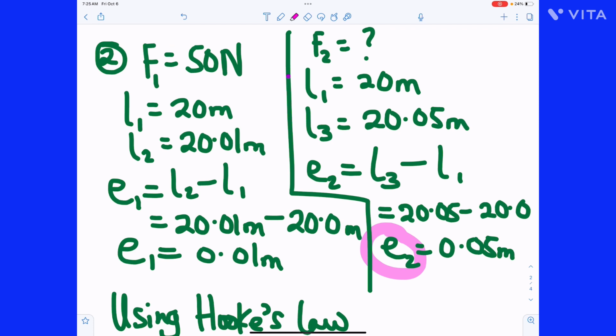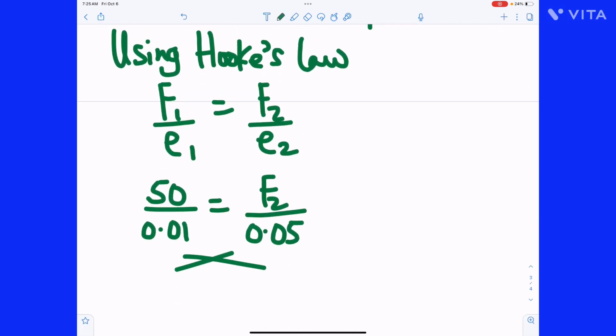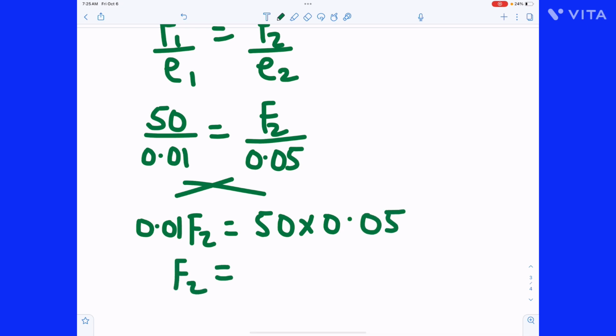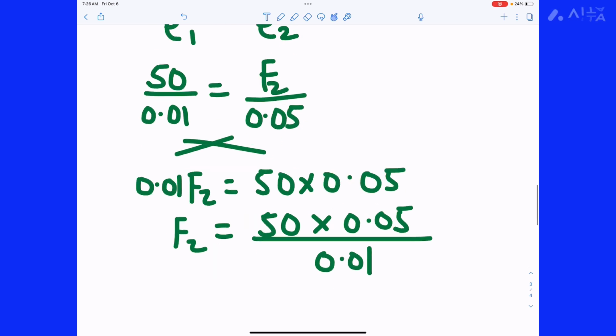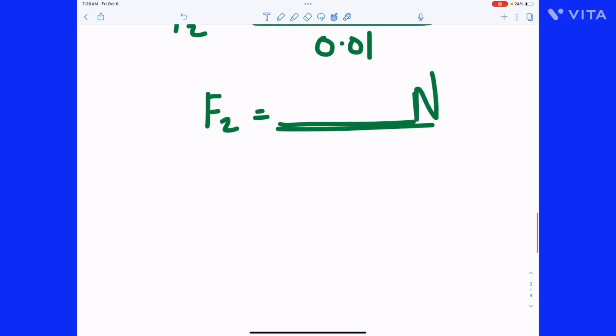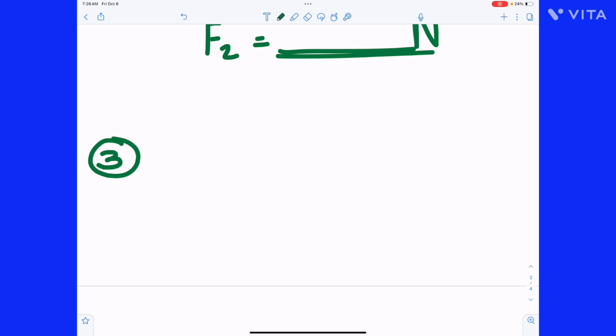So using Hooke's law, the ratio F1 over E1 will be equal to F2 over E2. That gives you 50 over 0.01 is equal to F2 over 0.05. When you cross multiply, you will get 0.01 F2 is equal to 50 times 0.05. Senior, are you getting this, please? So that gives you 50 times 0.05 over 0.01. So our F2 will be equal to, you get that yourself and put the units in front of it. That ends question 2. Let's go to question 3.